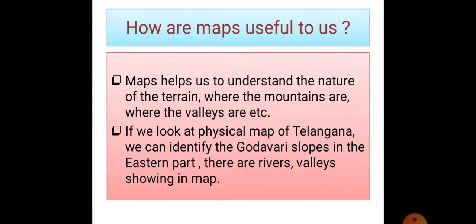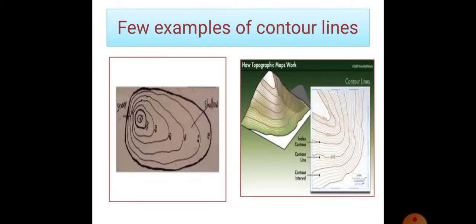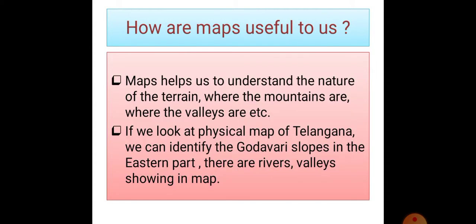How are maps useful to us? Why do you think maps are useful to us? It helps us in many ways. Let's see that. Maps help us to understand the nature of the terrain, whether it's sloping, flat, or high. Where the mountains are, where the valleys are. When we look at a physical map of Telangana, we can identify the Godavari slopes. Telangana has the Godavari river flowing, but we will be able to know how slowly it goes, where it passes by, the eastern part, and there are rivers and valleys showing in the physical map.